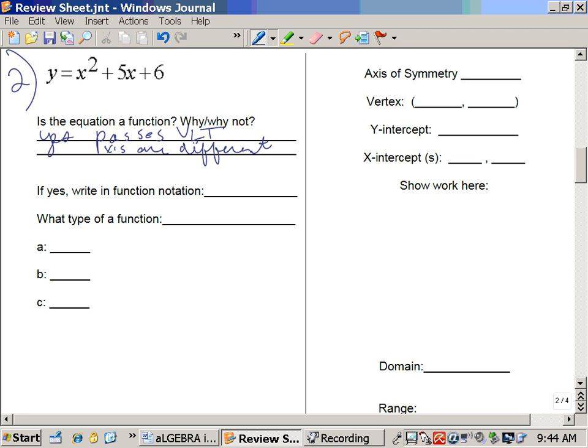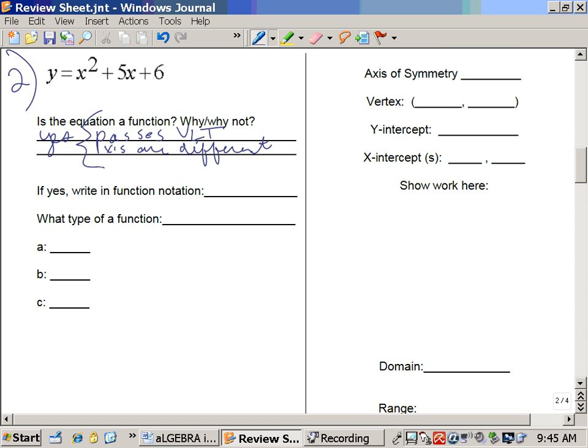What if I said none of the X's repeat? Is that the same thing? Yes. What if I said it's in standard form? Yeah. Because it's to the second power. Because fish can swim in a lake. Those are all correct, but that's not the real answer. The answer is only pass the vertical line test, X's are all different.